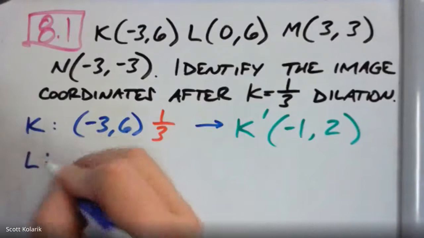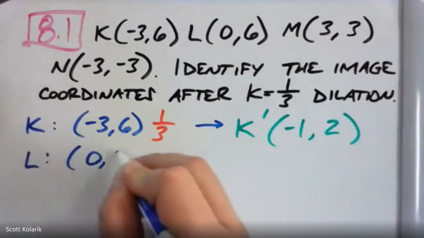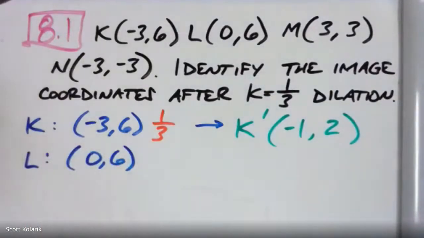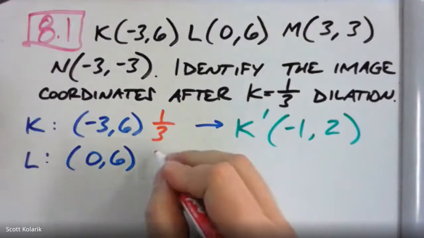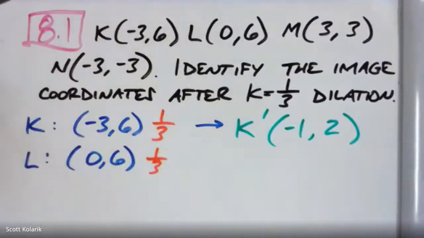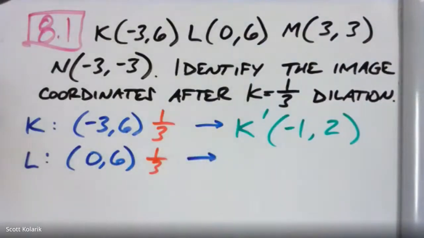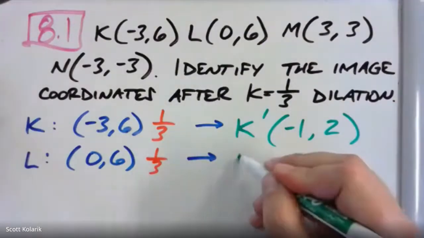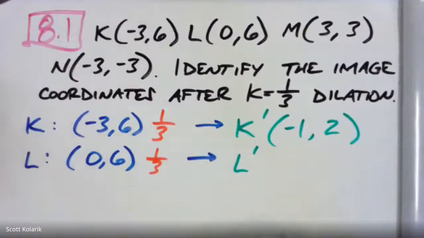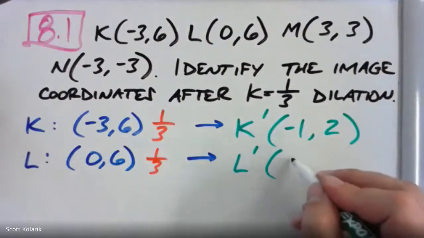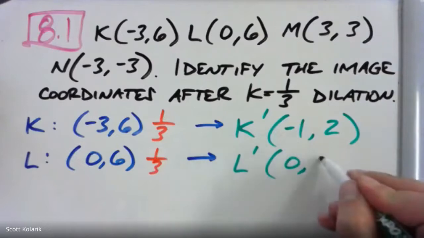So L here is the point 0, 6. I'm, again, going to be multiplying by my constant scale factor, again, 1/3. That is going to create a new image point. That new image point in this case would be L prime, its corresponding image point. And again, just multiplying through by 1/3. 1/3 times 0 stays 0. 1/3 times 6 gives me 2.